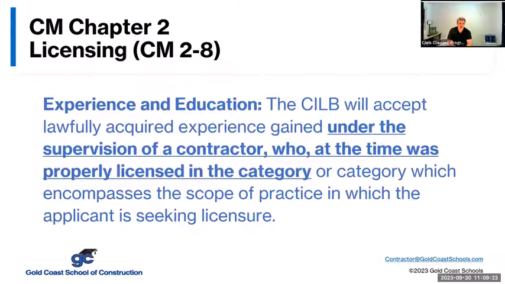Experience and education, 2-8. CILB will accept lawfully acquired experience gained under the supervision of a contractor who at the time was properly licensed in that category. So if your experience was lawfully acquired, which means that it was a project with a licensed contractor who, if a permit was required, which it probably was, pulled that permit, their license was active when they were doing the work, they weren't working outside the scope of their license, all of that is legally acquired experience.